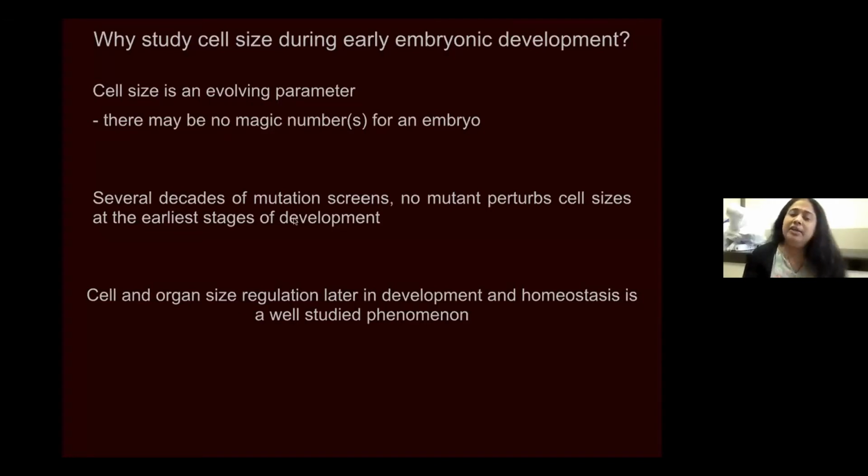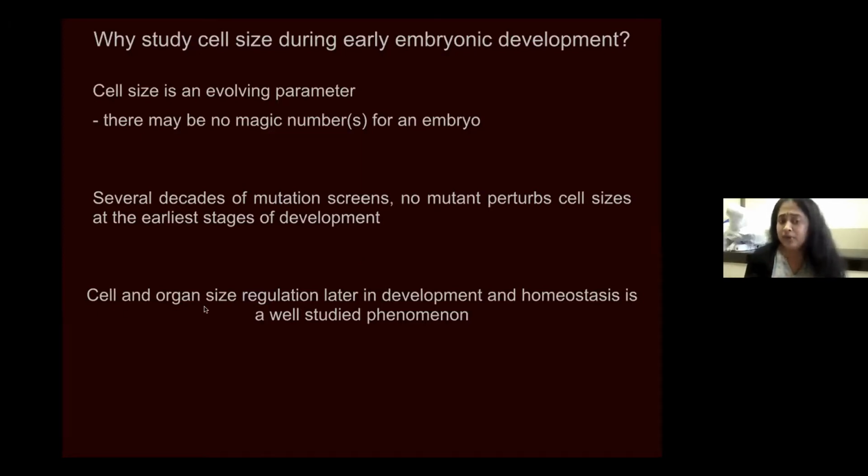And additionally, in several mutation screens, actually in any mutation screen that's been done to date, several cell size mutants have been uncovered, which is how we understand how cell size is regulated. But there are no mutants to date that have been found that actually perturb cell sizes during the stages that I just discussed. So during early development, we do not know of any genetic process, any gene-driven process that sets the cell size.